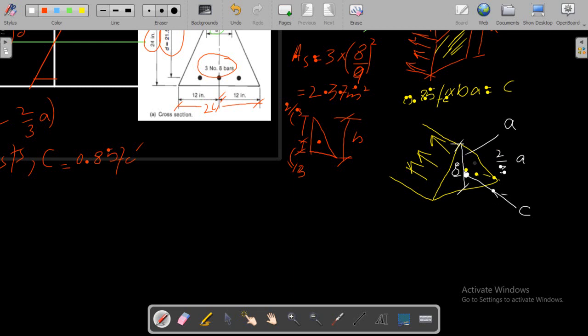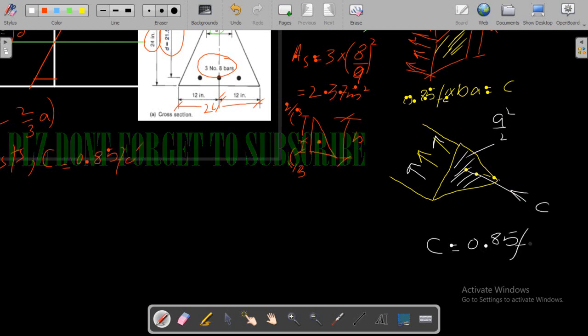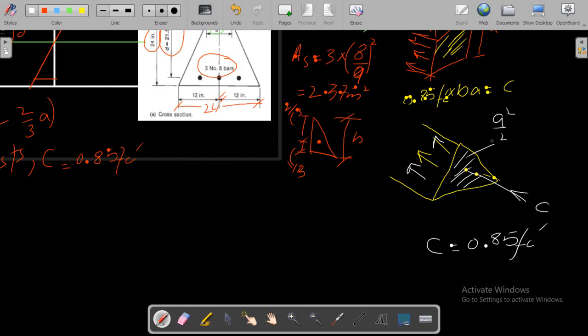So what we need here is the area of this triangle, and the area of this triangle is given to us as a square divided by 2. So this is the area. Now we need to find the C value, which acts at the centroid of this triangle. So C is 0.85 fc' times b times a, but here we would use this one, a square divided by 2.